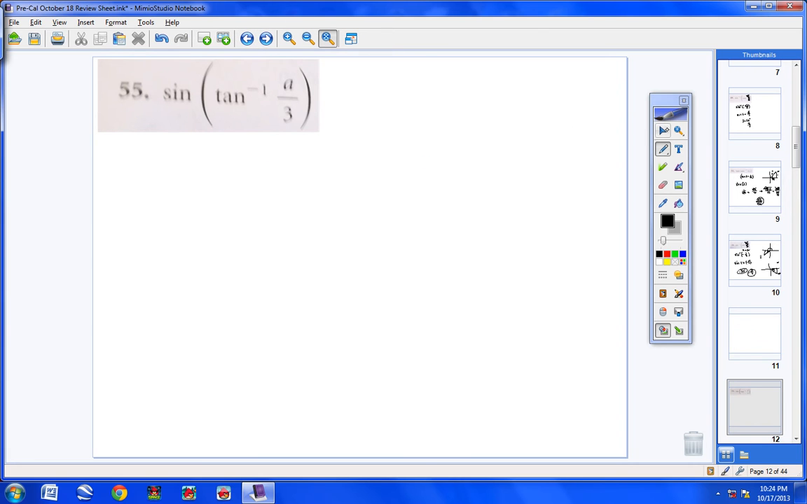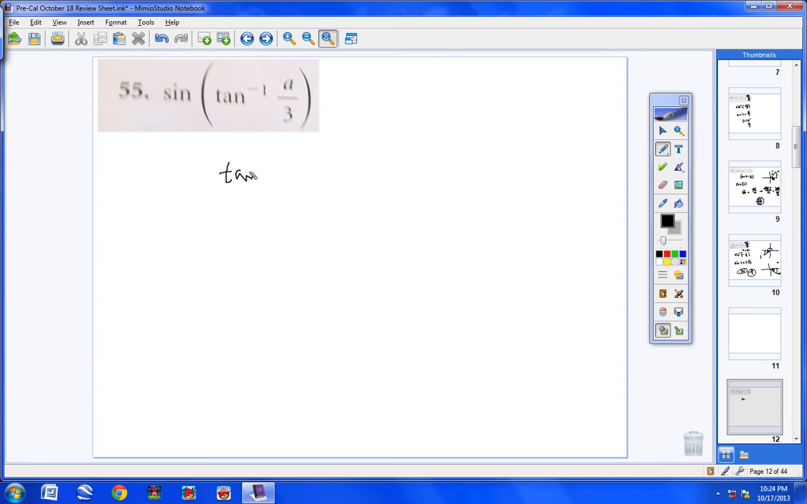All right, now here we're going to start getting into writing things in terms of, like in number 55 here, we're going to write our answer in terms of a. So your answer will not just have numbers, it'll also have a variable. Now watch what happens, okay? First of all, we start off like this. We say inverse tangent, so that means tangent of some angle.